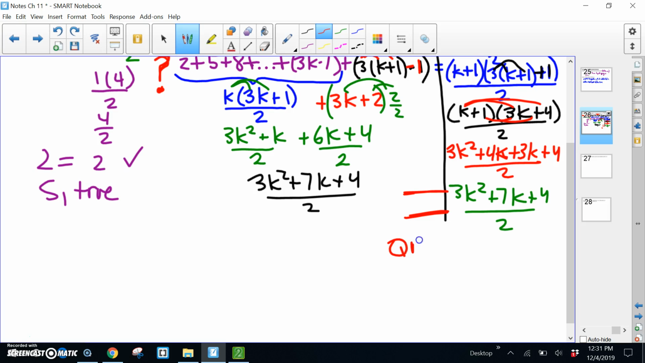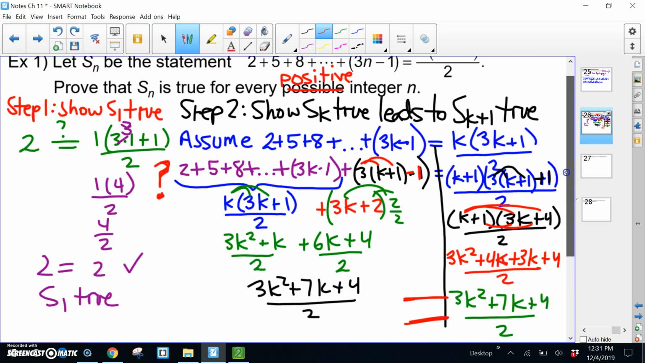There's a Latin phrase, QED. I don't know how to pronounce it, I suppose, but I think it's quod erat demonstrandum. I just demonstrated what I was supposed to demonstrate. I just showed you what you needed to show. The left side is equal to the right side, and so I just did it. I know that S sub k gave me S sub k plus 1. And so the answer is this whole thing.